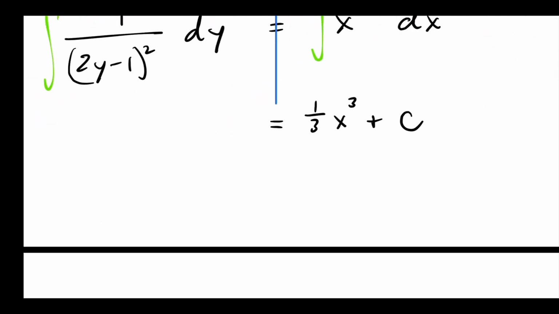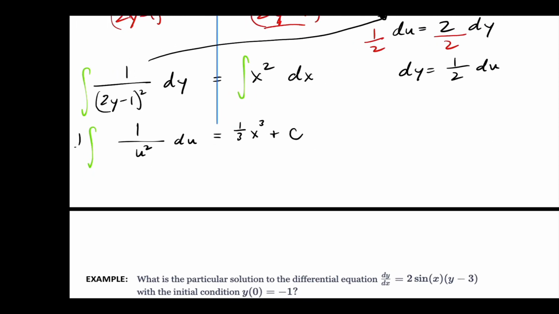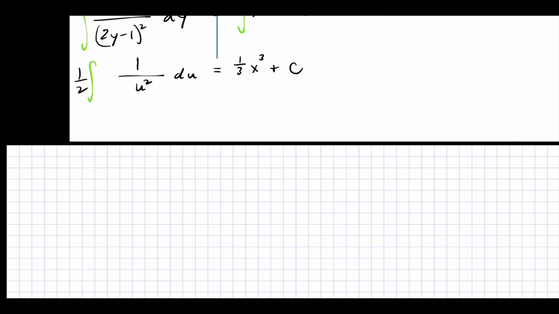So this is 1 over u squared du, but then I also have to put in the 1/2. I'm just going to put the 1/2 in the front because it's just a multiplier. If I want to integrate 1 over u squared, I have to move it to the top. So it's going to be 1/2 u to the negative 2 du. I'm not going to write the right side because it stays the same. When I'm done, I'll write it.